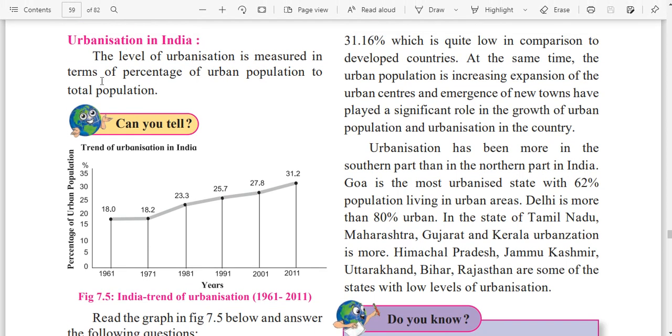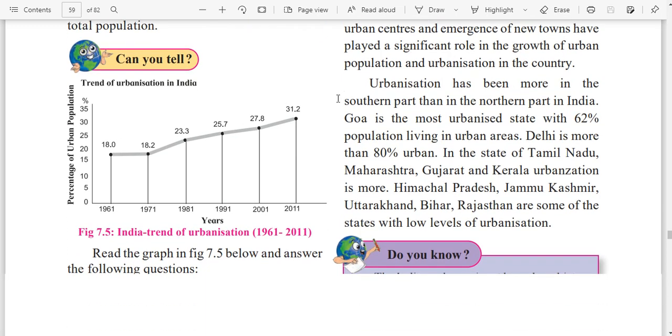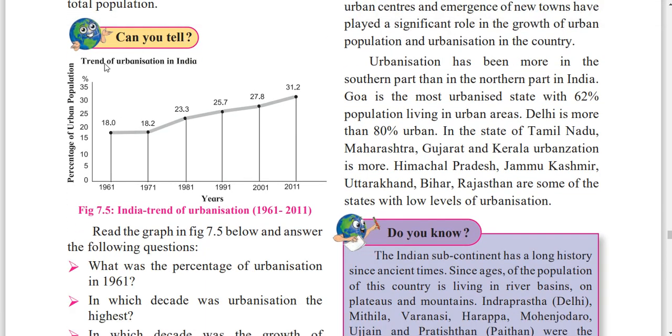Urbanization in India. The level of urbanization is measured in terms of percentage of urban population to total population. Can you tell the trend of urbanization in India? Percentage of urban population. India trend of urbanization 1961 to 2011. In 1961, 18% was there. In 2011, 31.2% was there.